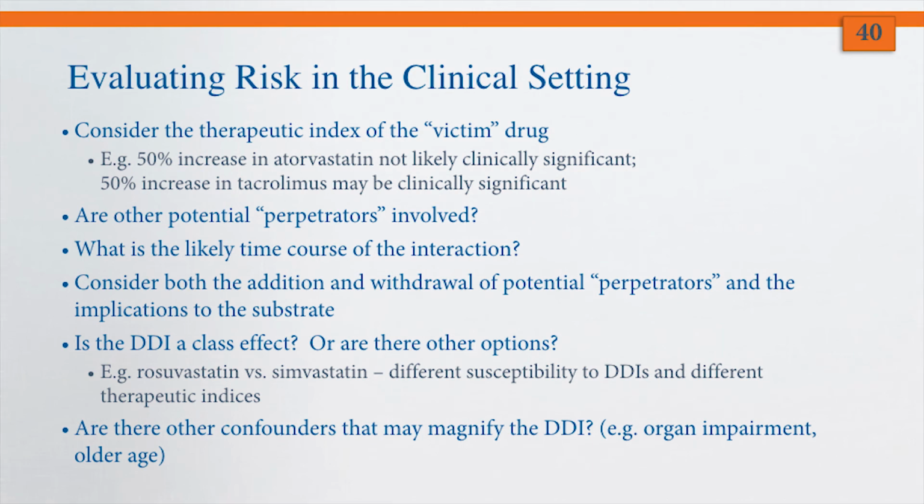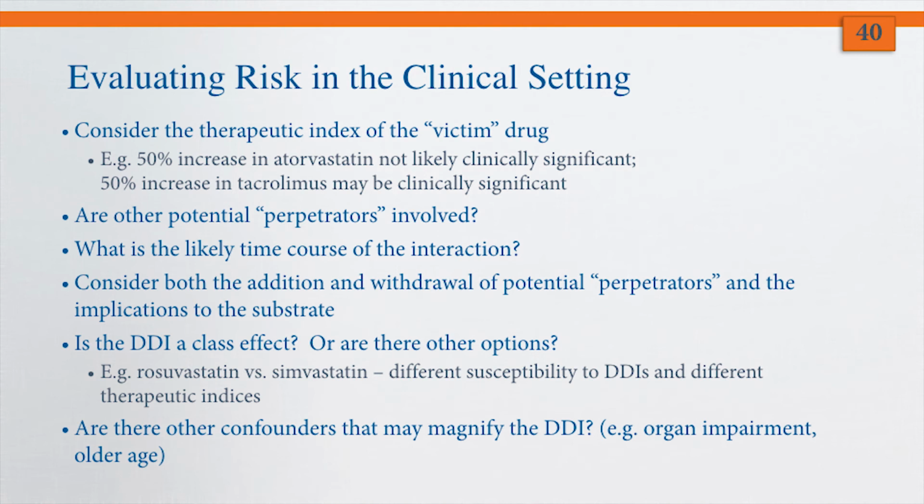We have to think about, are there other perpetrators involved? And again, we have to review the entire list of drugs that a particular patient is on. We have to think about the likely time course of the interaction, both the onset and the offset when we withdraw drugs from a particular patient. And we have to think about the DDI as a class effect and consider other options.